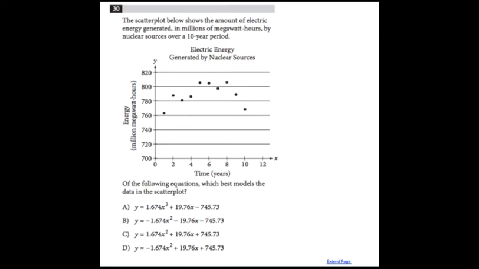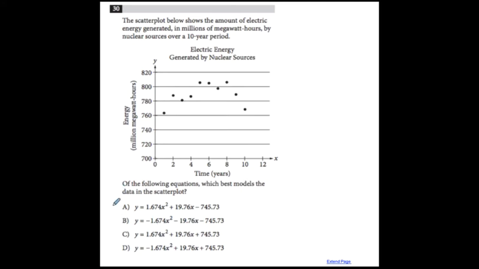But here we've got a scatter plot, which just means some points that are plotted in a graph. And it shows the amount of electric energy generated in millions of megawatt hours by nuclear sources over a 10-year period. I can see that the time in years is being plotted along the x-axis and the energy is being plotted along the y-axis, and I notice that the scales are different. We always want to look at the scales. So it says, of the following equations, which best models the data in the scatter plot?